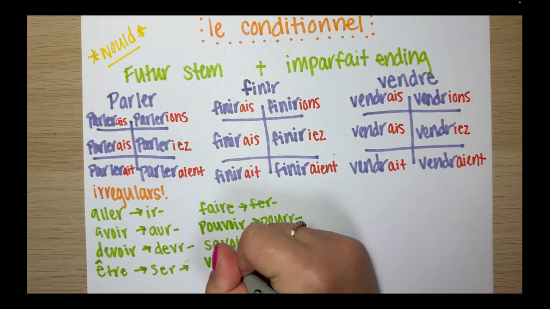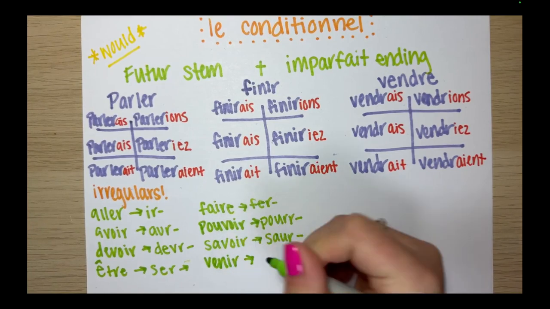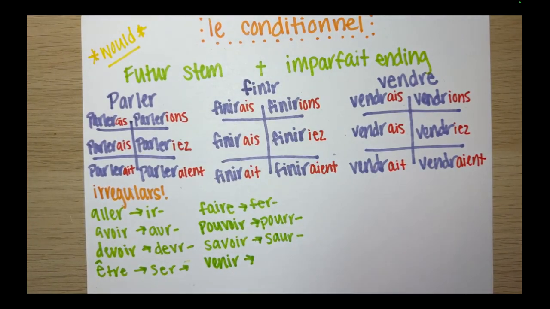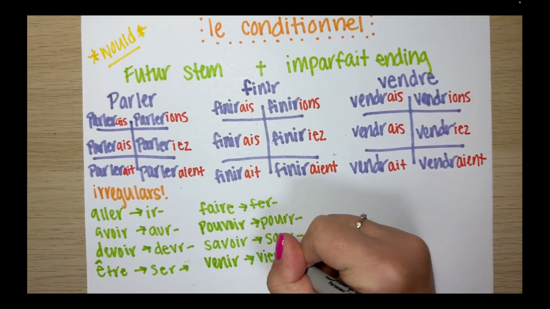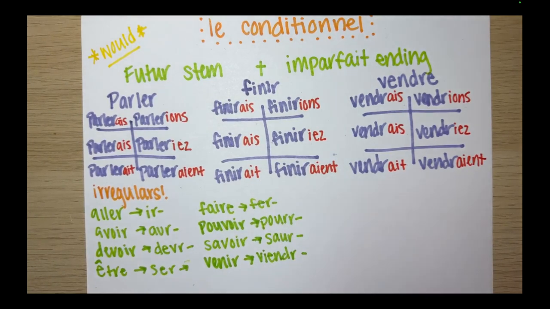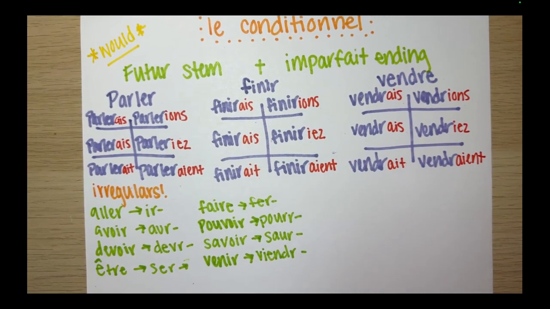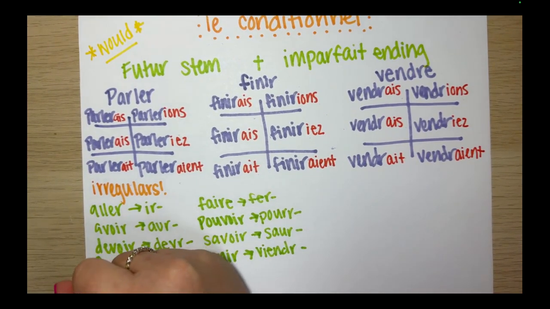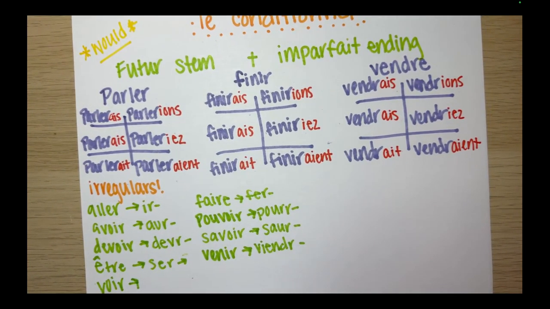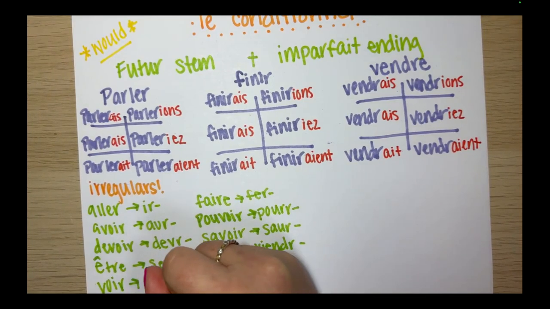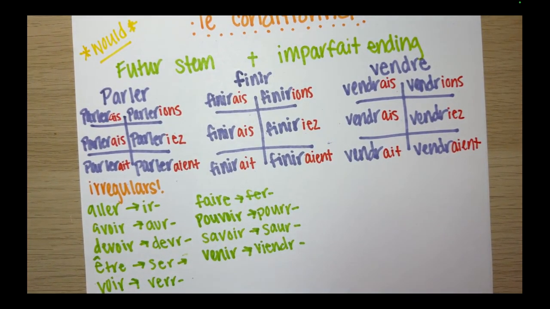Venir, c'est notre prochain. Venir is our next one. Venir, the verb to come, like come from some place, etc., etc. Venir change à viendr. Viendr. V-I-E-N-D-R. Viendr. Aussi, on a voir. I'm going to make my lines even. Voir, the verb to see. Voir change à verr au conditionnel et au futur. In the future and in the conditional, it changes to verr.